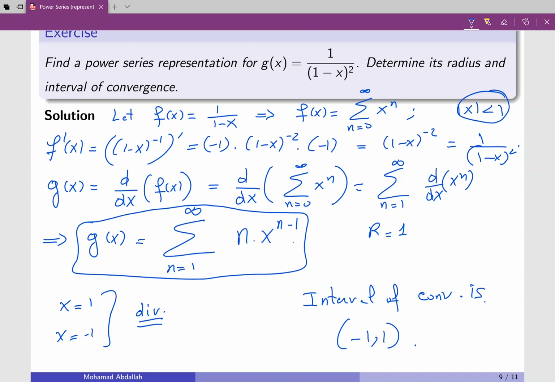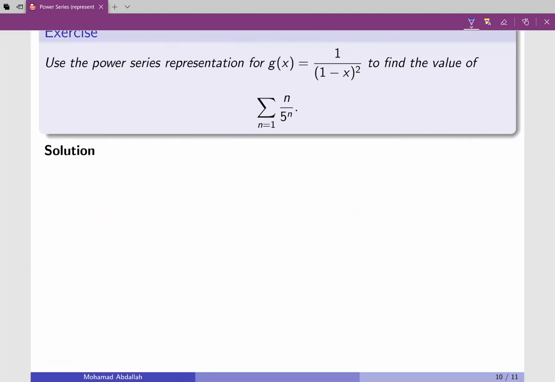So the next question is related to that one. Use the power series representation for g of x. So let's just recall what the power series was. g of x, which was 1 over 1 minus x squared, we were able to write as the sum from n equals 1 to infinity of n multiplied by x to the power n minus 1. Okay, so I want to find the value of this series. Since I need to use this, maybe I need to connect the series that I have with that one.